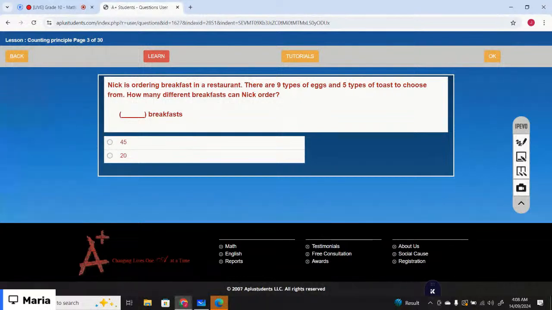Nick is ordering breakfast in a restaurant. There are 9 types of eggs and 5 types of toast to choose from. How many different breakfasts can Nick order? So which is the correct option? The total combinations is 9 times 5 equals 45. So option number 1 is the correct option.